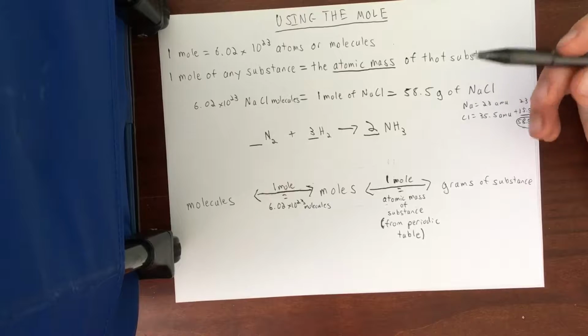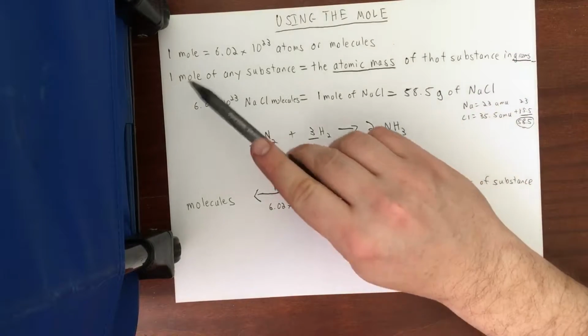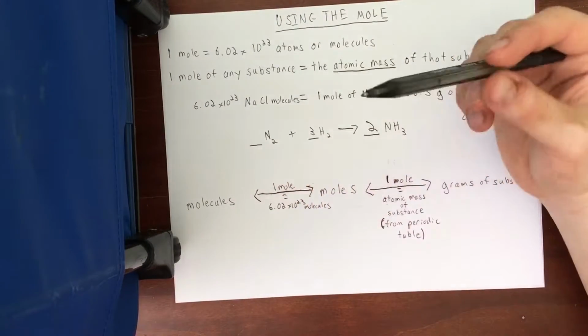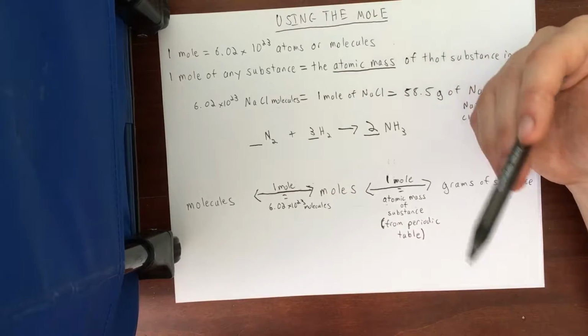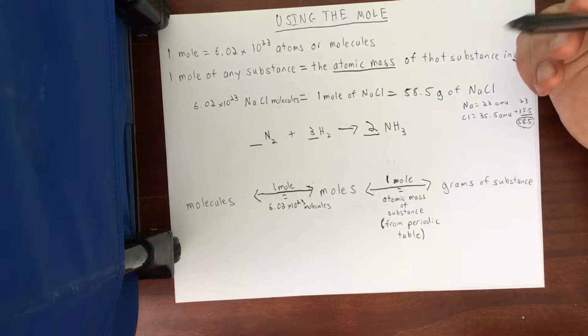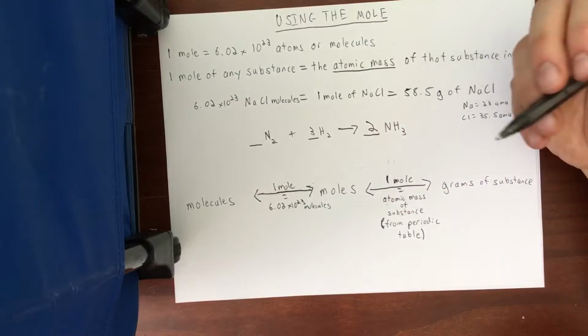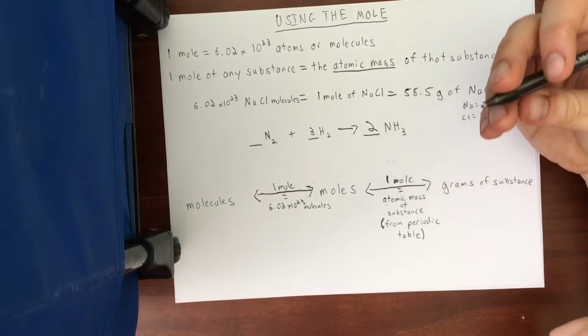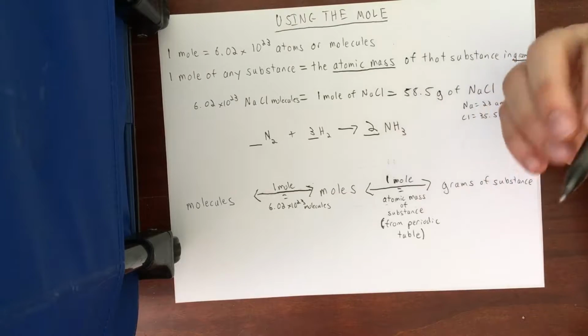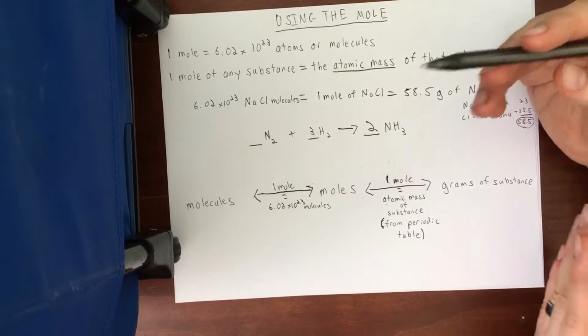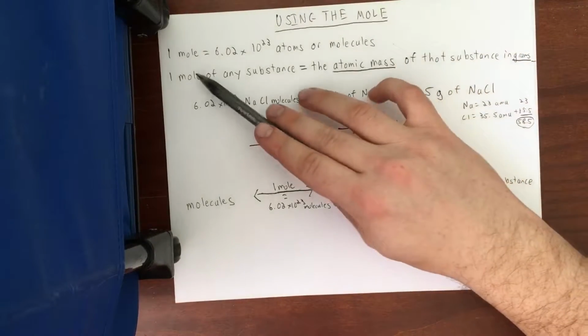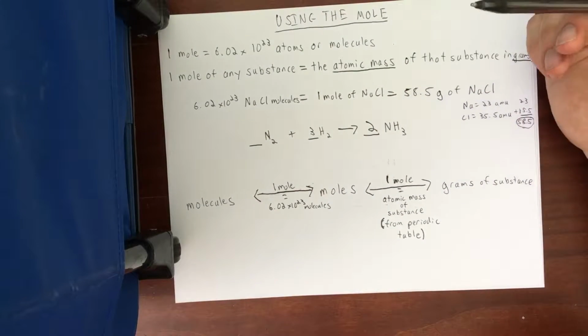This video is going to be on using the mole in the way we do in chemistry. From the last video, we should remember that the mole is a number, and that number is 6.02 times 10 to the 23rd things. It is a huge number of things. And we use a mole in the same way we utilize a dozen. Just like a dozen is 12 things, a mole is 6.02 times 10 to the 23rd things.